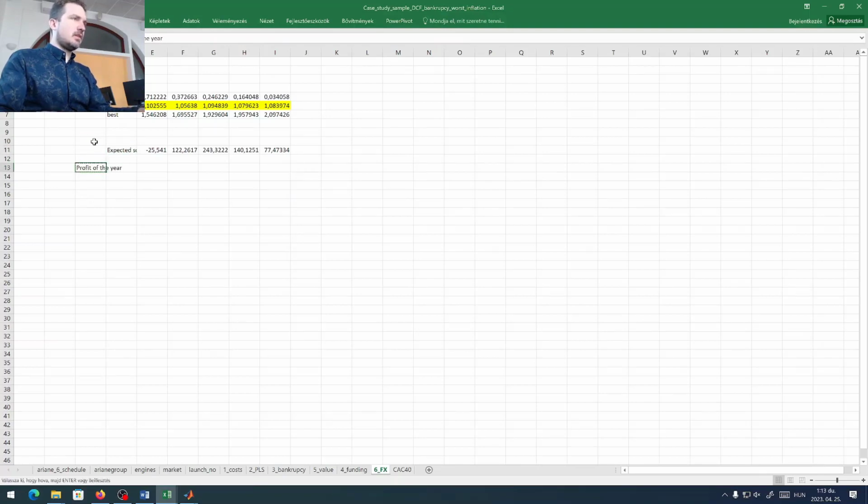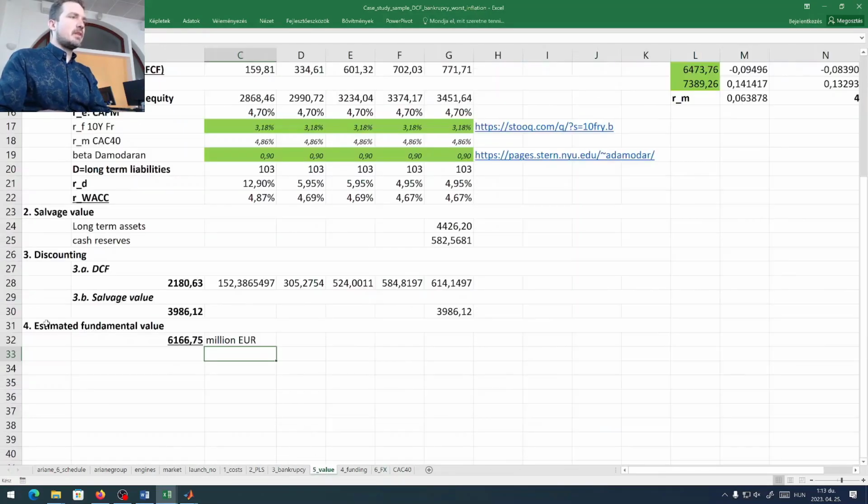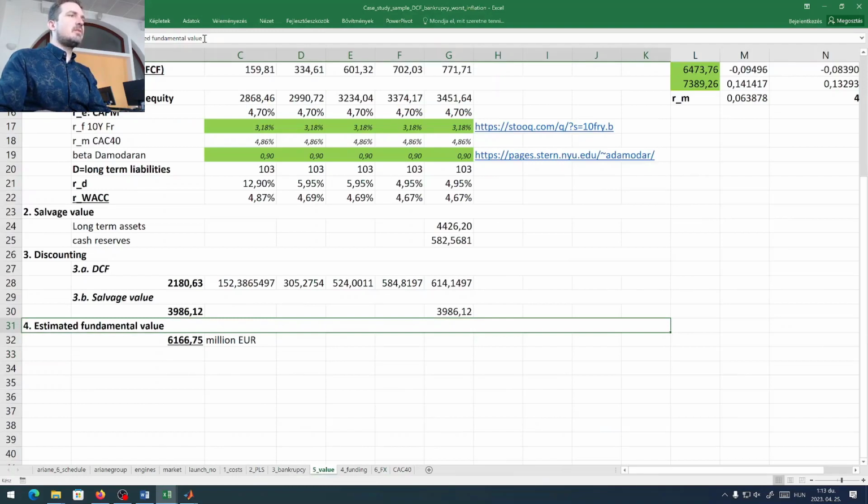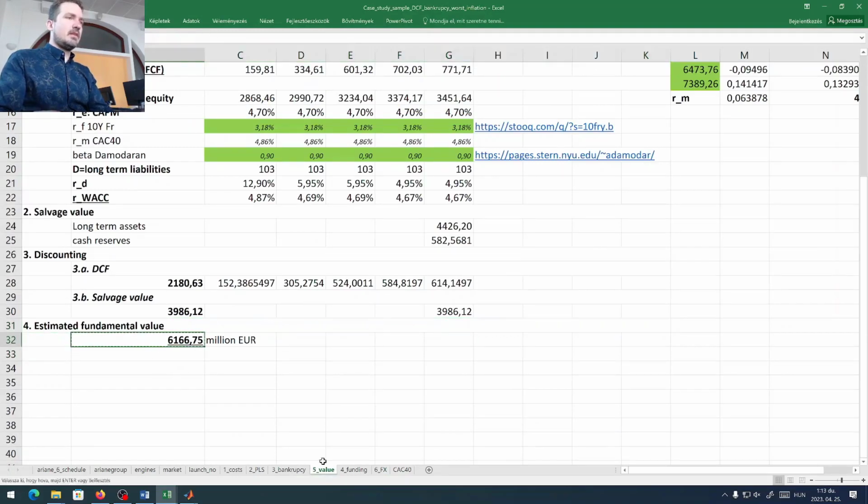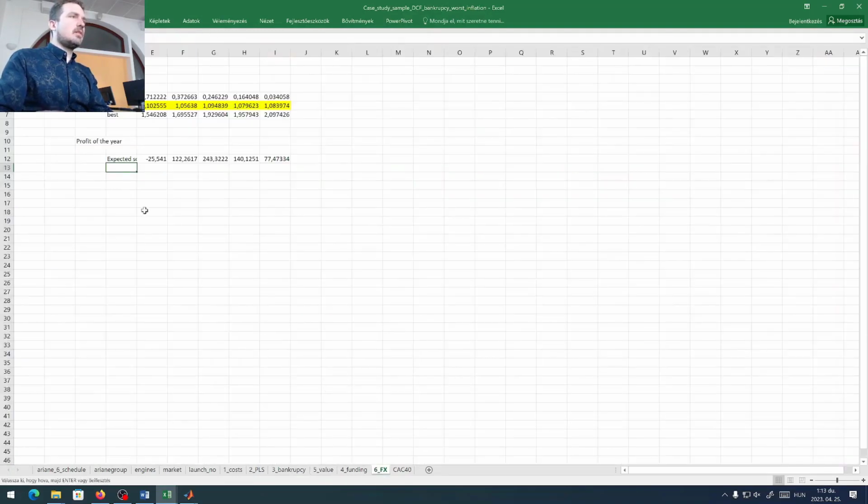So in this case, we can also build up nice graphs from that one. And what we also need is a value. So estimated fundamental value, because this is what is interesting for us at the end of the day. So under the expected scenario, the value is this number.